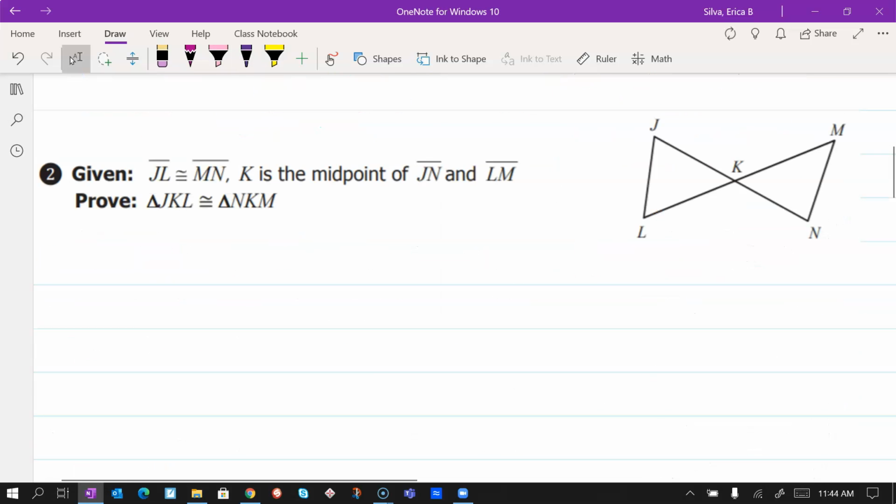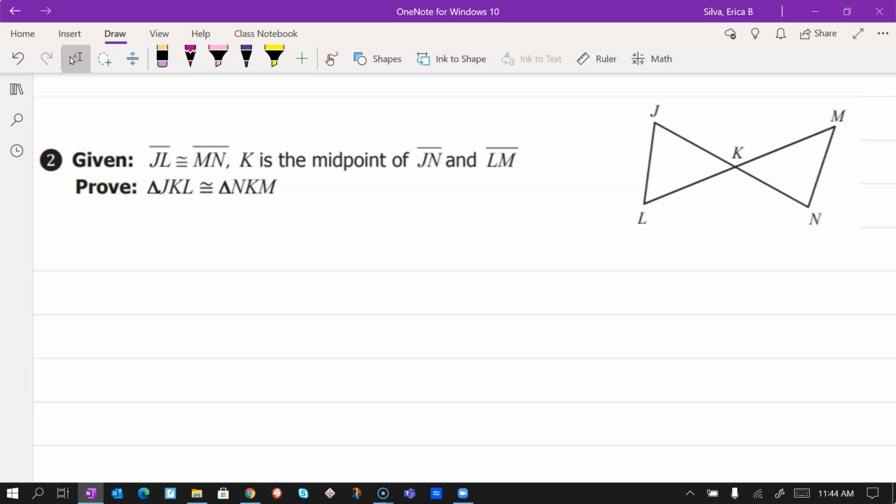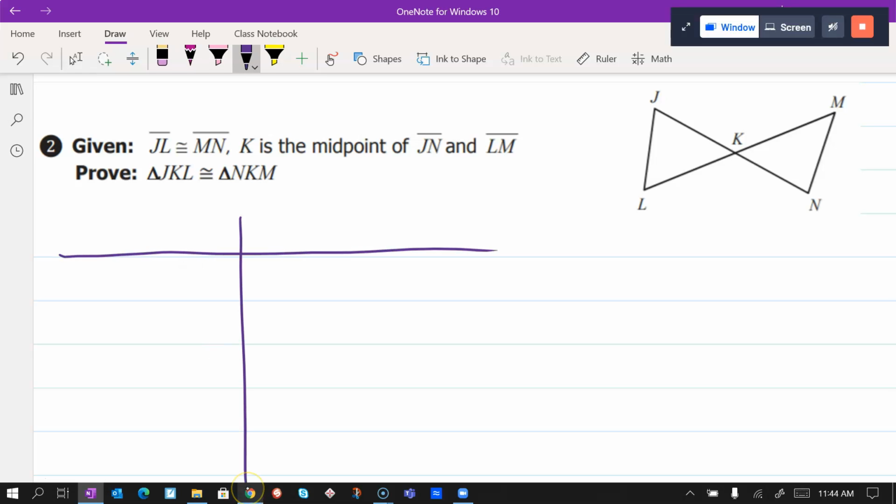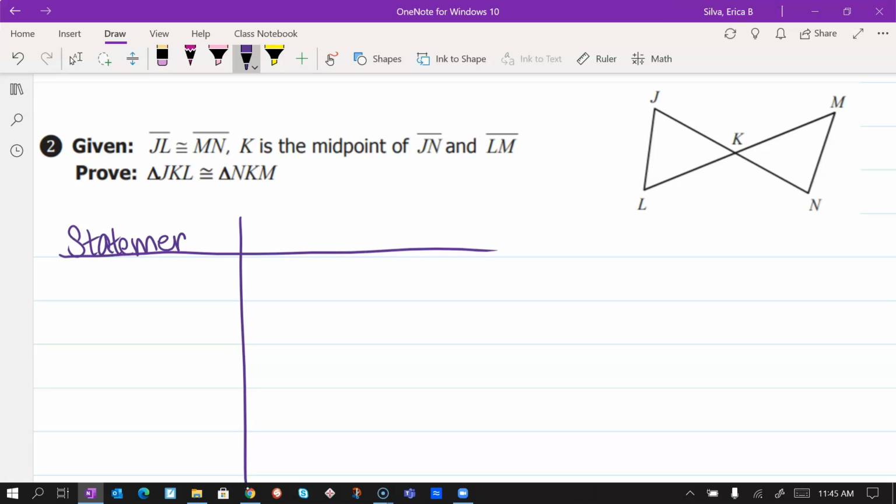All right, those of you at home, if you can copy this, and here we're on number 2. We're skipping 1. So we're going to be proving that these two triangles on the right are congruent. We are given information, and with that information, we're going to create a 2-column proof, where in one column we state the statement, and in the other column we give reasons for those statements. So we'll start with the first given information.